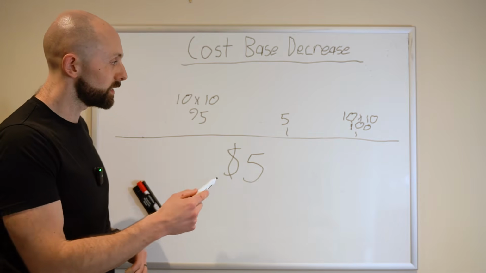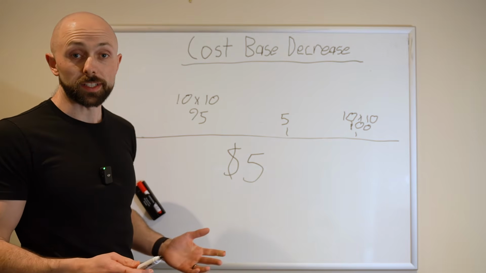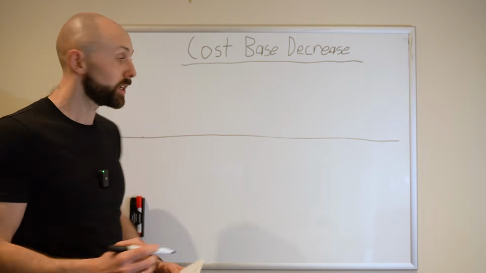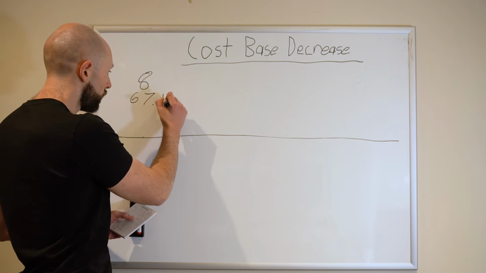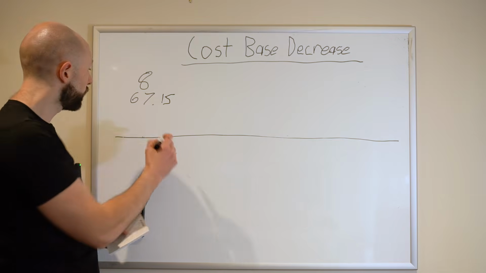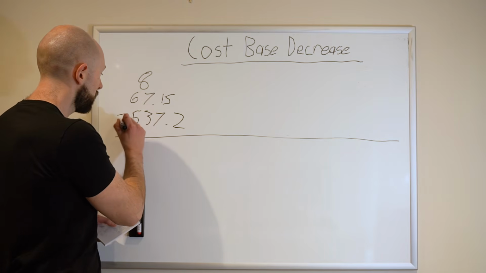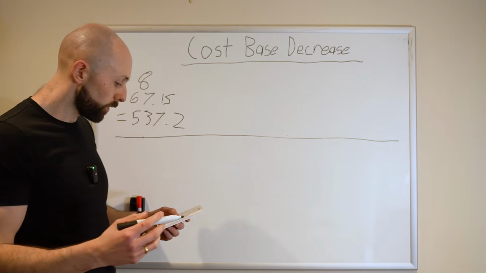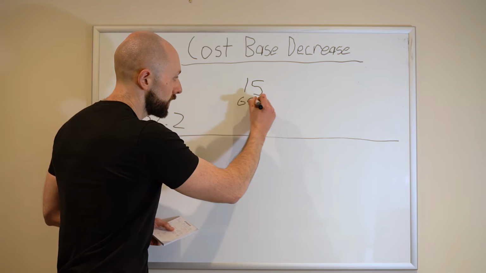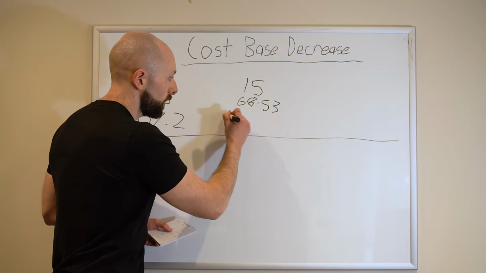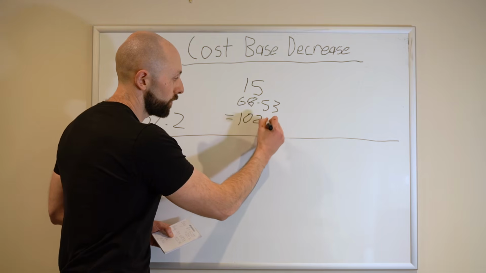But let's jump ahead and do the same complex example as before, but we'll factor in how a cost base decrease works instead. We're going to set up those same trades again. So we bought 8 shares at 67.15 for a total of 537.20. And then at some point, a couple of months later, we bought another parcel of 15 shares for 68.53, and that gives us a total of 1,027.95.